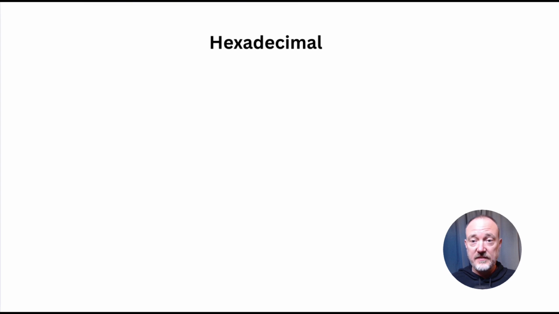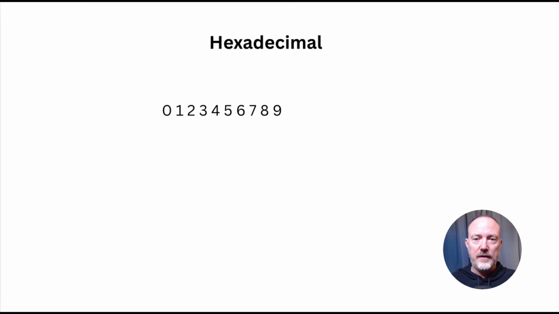Let's talk about the hexadecimal number system. It is a base 16 number system, which means there are 16 unique characters, and the first 10 are the exact same as decimal. So we get 0 through 9. But that only gives us 10 unique, and we need 16 unique characters for hexadecimal.